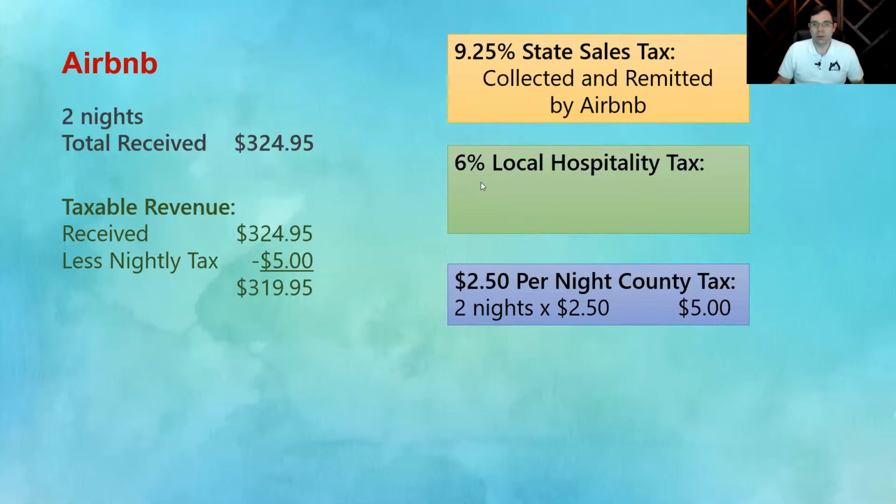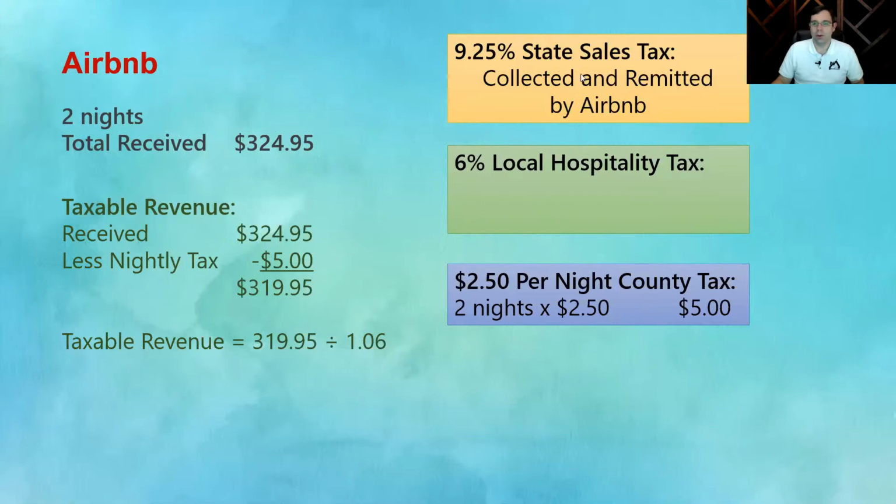All right, so I still have to remit this 6% hospitality tax. So my taxable revenue, first of all, we've taken off the $5 here, but now we need to take out a 6% tax and see what the taxable revenue is. To do that, you're going to take the $319.95 after we've taken our nightly tax out. If you don't have a nightly tax, you won't have to worry about that. You just use the amount that you received. And we're going to divide by 1 plus the percentage rate, which is 6%, 0.06. So we're going to divide by 1.06.